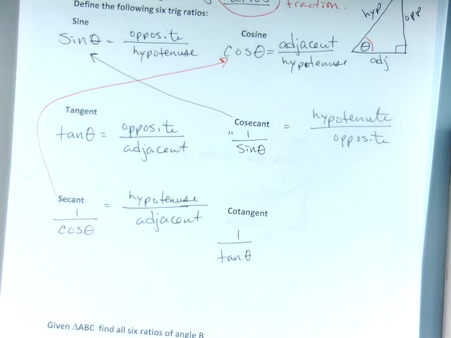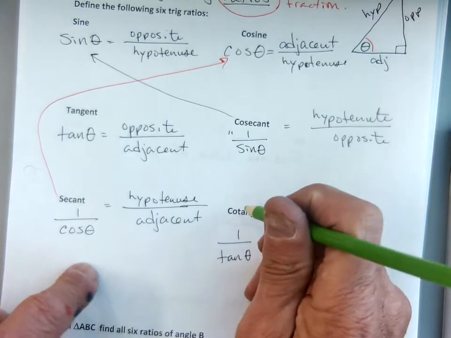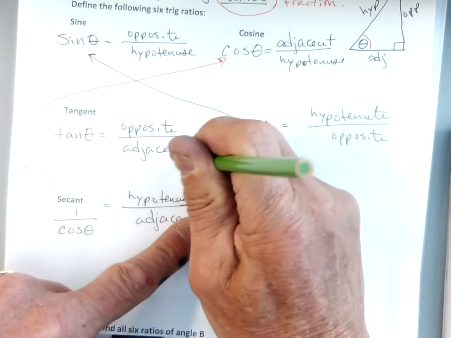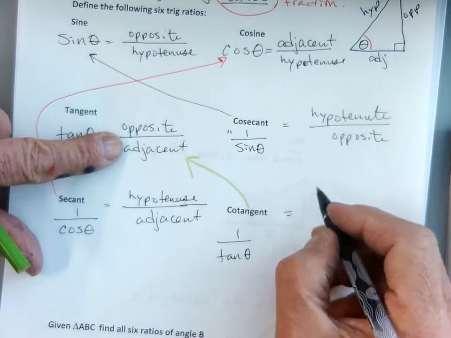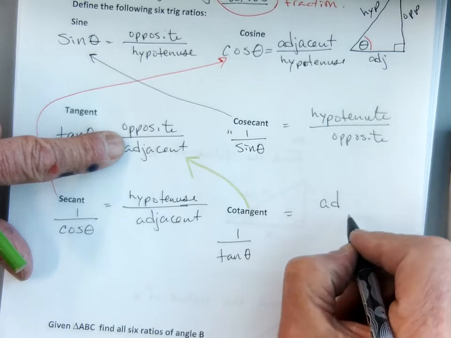And cotangent is the opposite of tangent. So we'll write this as adjacent over opposite. We'll do that in a second. So cotangent is the opposite of tangent. So I'm going to write it as the opposite of this, which is going to be the adjacent.